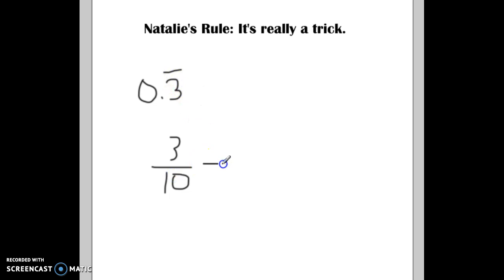Here's the trick. What you do, according to Natalie, is you leave the numerator alone and then just take 1 off of the denominator. So if it's tenths, you make it ninths. So there's another fraction. We have to simplify it. We can divide by 3 on both the numerator and the denominator, and we get 1/3. Well, if you remember from when we were converting fractions to decimals, you probably know that 1/3 equals 0.3 repeating. Like I say, it's Natalie's trick. It's really not a rule.